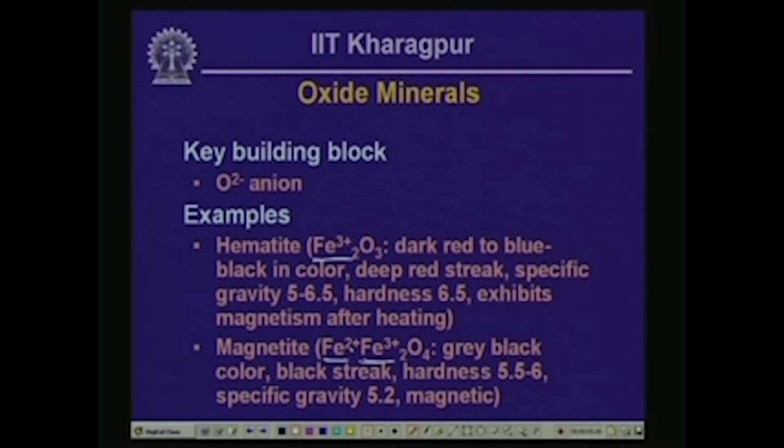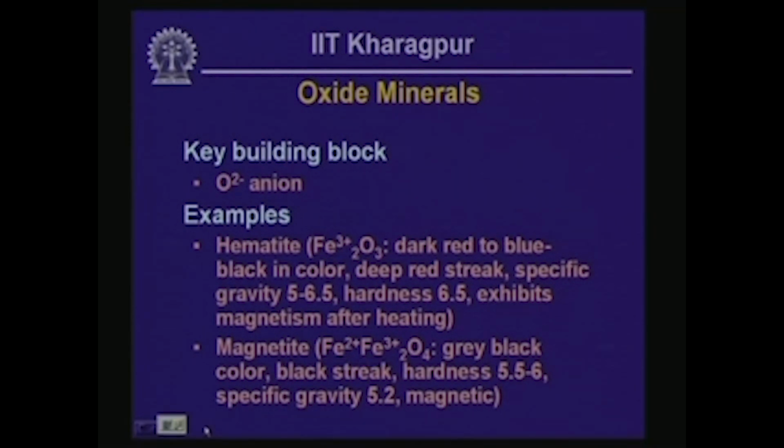Now, the basic difference in these two cases is that hematite exhibits magnetism after being heated. Hematite in fact is weakly magnetic, whereas magnetite is strongly magnetic, and hence the name of that particular mineral. So, the most obvious way of distinguishing hematite from magnetite is by looking at the magnetic property of these two types of minerals.